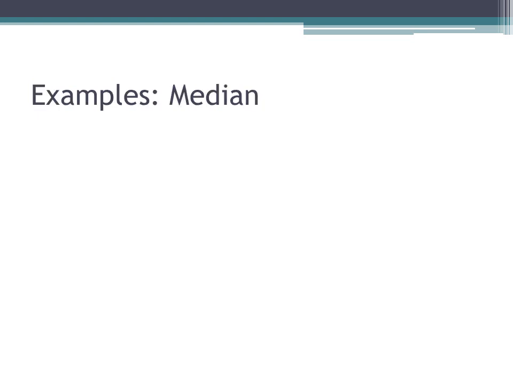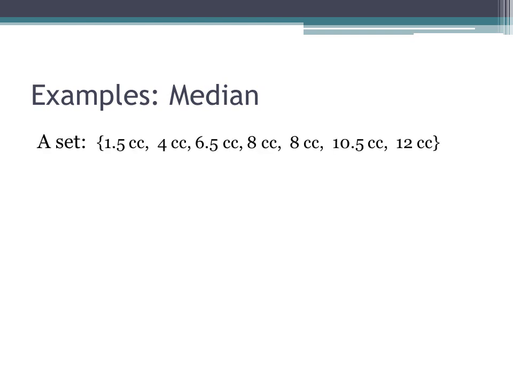Let's take a look at an example for finding the median. Let's say we have a set. This is already in order: 1.5, 4, 6.5, 8, 10.5, and 12 cc's. First note that this is already in order. Next we count 7 items on the list, so we have an odd number. So the very middle of that data set is the fourth spot, which is 8 cc's. So this is your median.